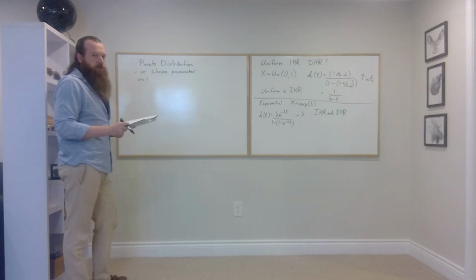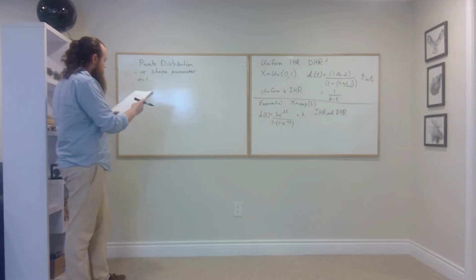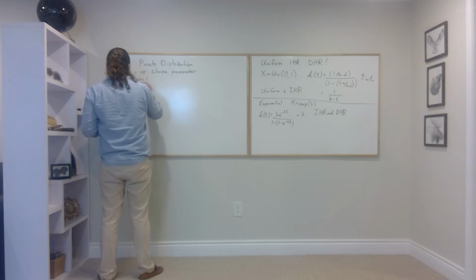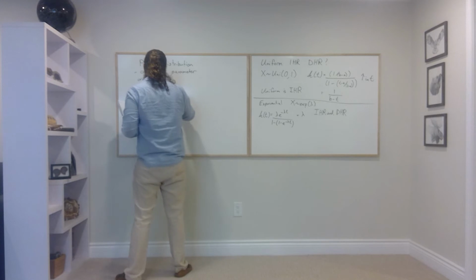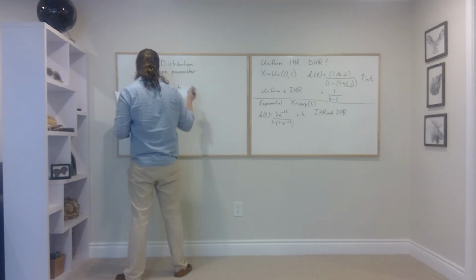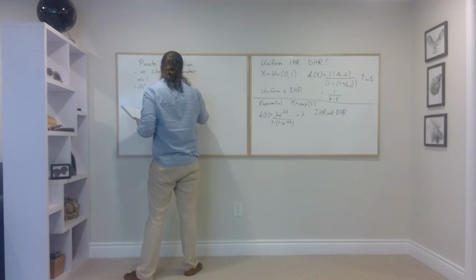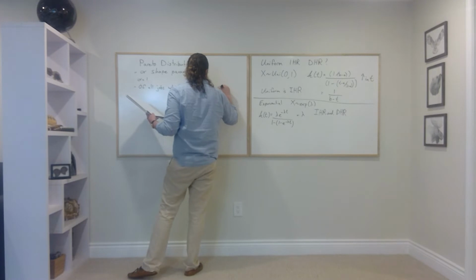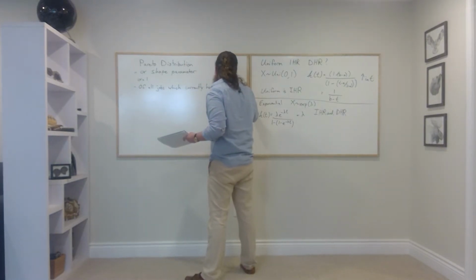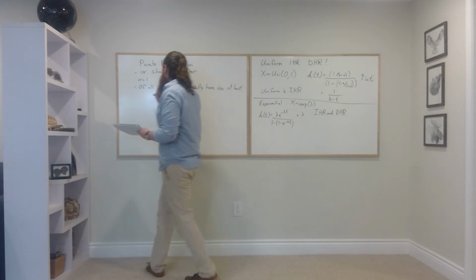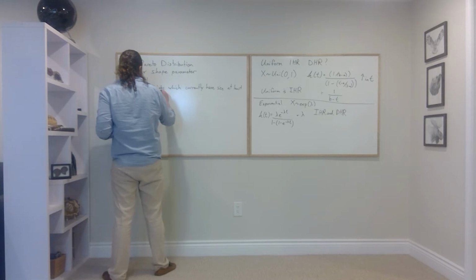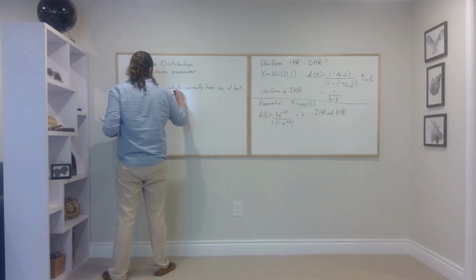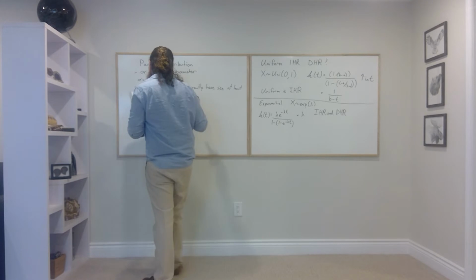So if jobs are Pareto distributed with alpha equals 1, of all jobs which currently have size 1 second, we'll say at least 1 second, half will have size at least 2 seconds.